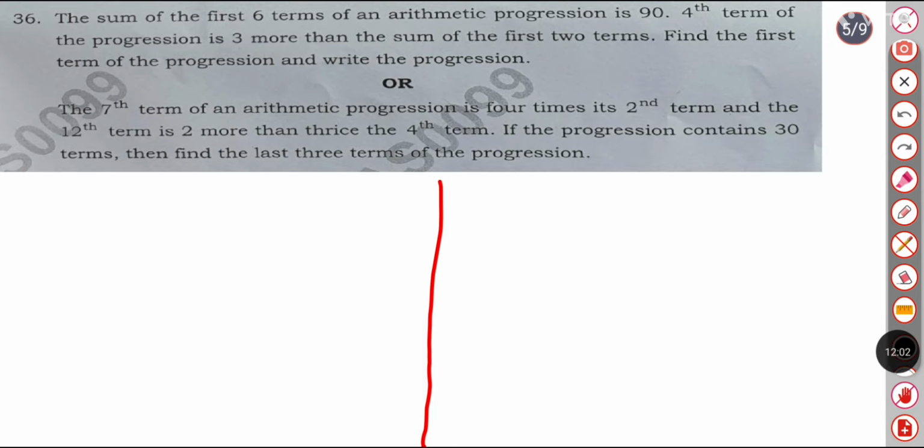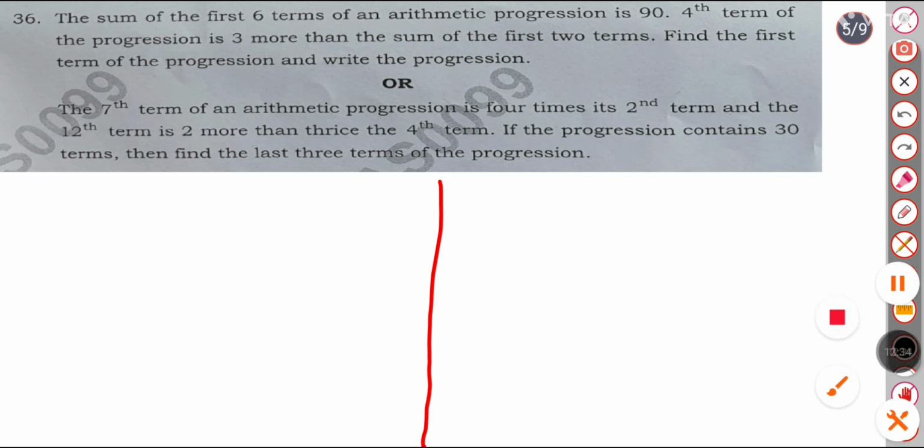Now question number 36. The sum of the first 6 terms of an AP is 90. The fourth term of the progression is 3 more than the sum of the first 2 terms. Find the first term of the progression and write the progression. What we have to find out? A and the progression we have to find out. So first, what is given we'll write.